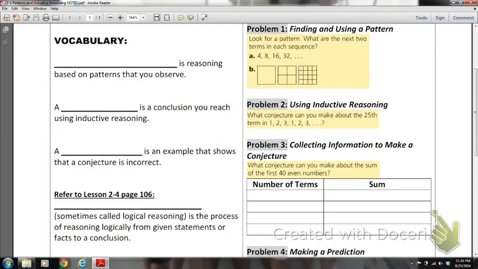Another type of reasoning that we will learn about in lesson 4 of this chapter is deductive reasoning. And I just wanted to bring it up here to contrast it with inductive reasoning, because deductive reasoning, which is sometimes called logical reasoning, is the process of reasoning logically from given statements or facts to a conclusion. So deductive reasoning is based on facts, inductive reasoning is based on patterns that we observe.